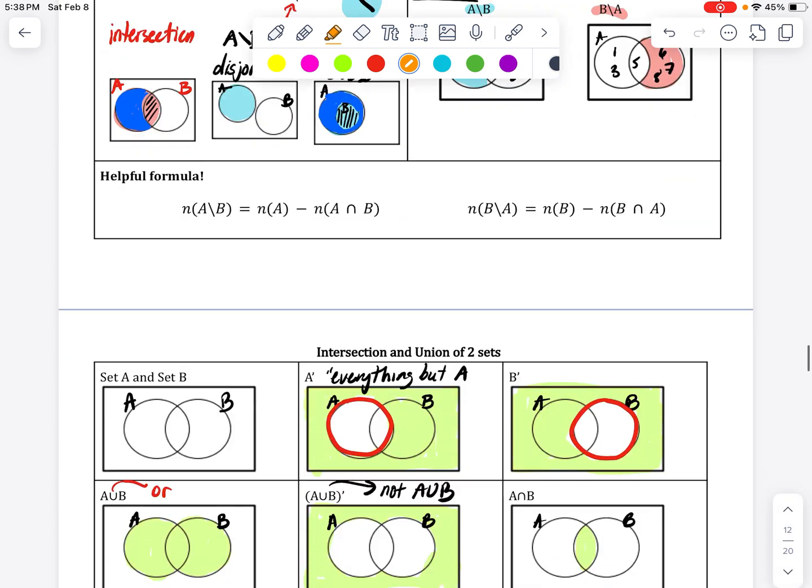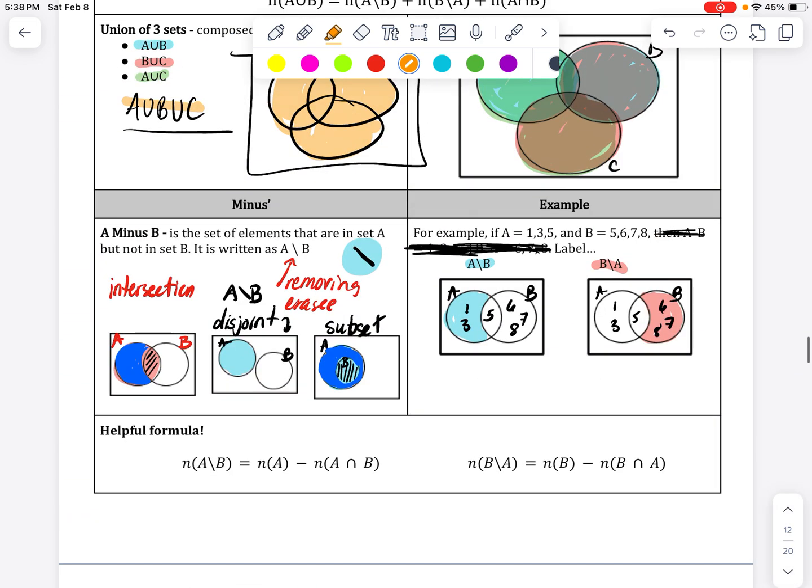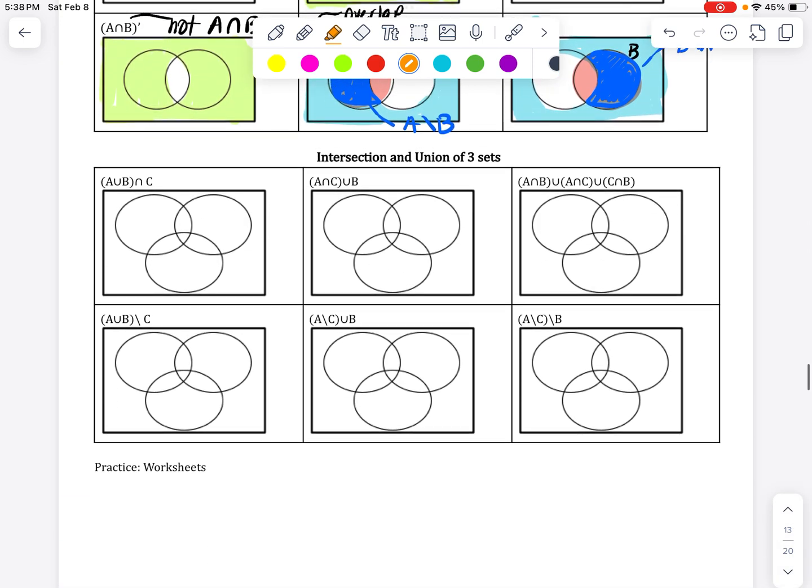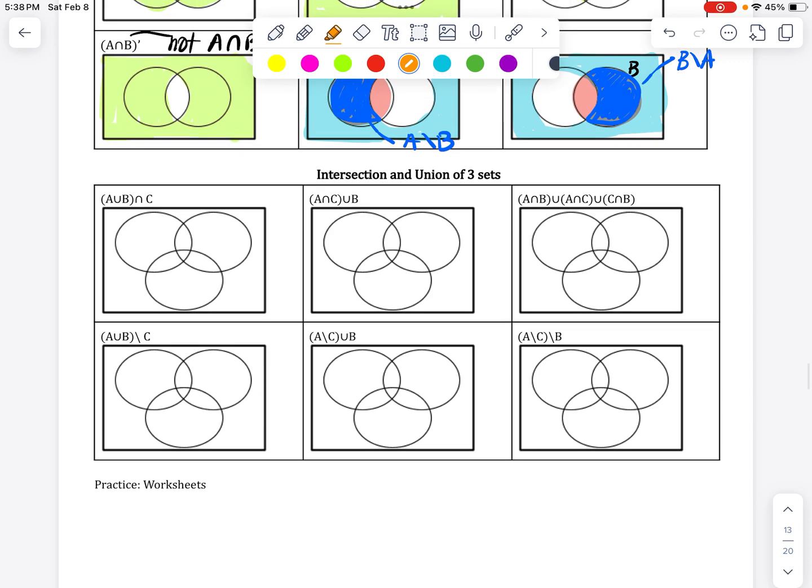Okay, and then the last one is minus. Just a reminder, minus is going to mean the same thing as we add a third circle in. Minus is just another way of saying erase or take away. As we're doing it, we may need to erase portions of what we've shaded in at some point. We're going to try these examples, and they can get quite complicated, so just be patient with yourself. We're going to be practicing over the next couple days.